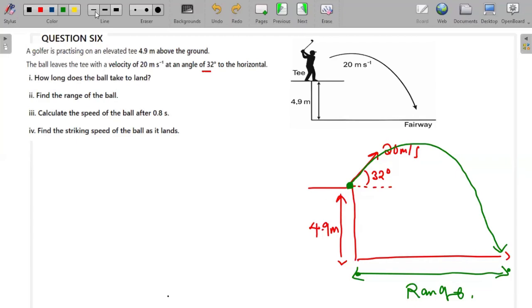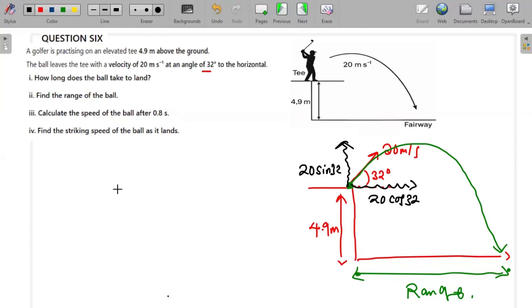So first of all, we need to resolve our velocity into the y component and the x component. This is the velocity there. So I have my y component there, then my x component there. My x component will just be 20 cos 32, and my y component of this velocity 20 will be 20 sin 32, like that.